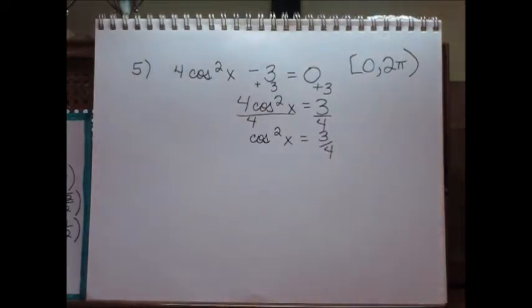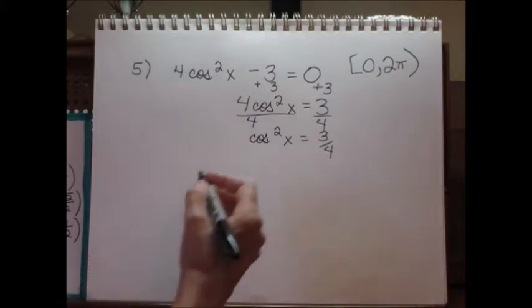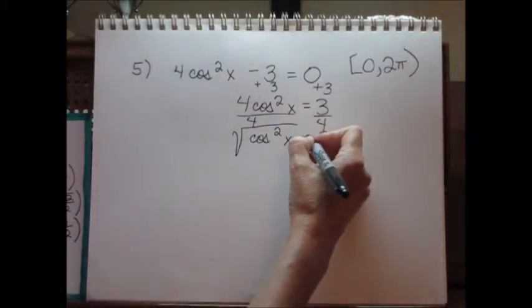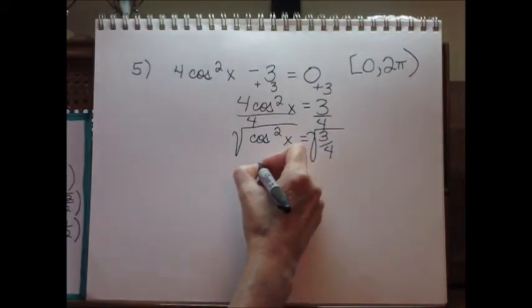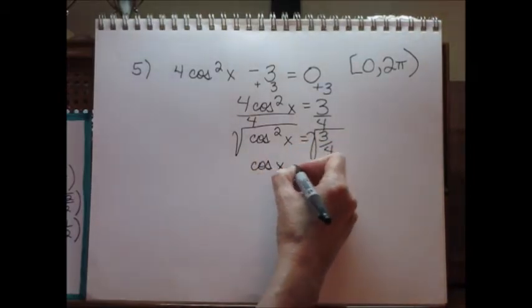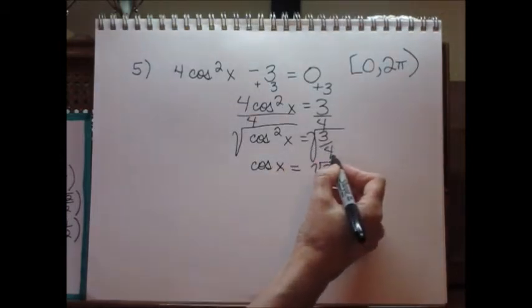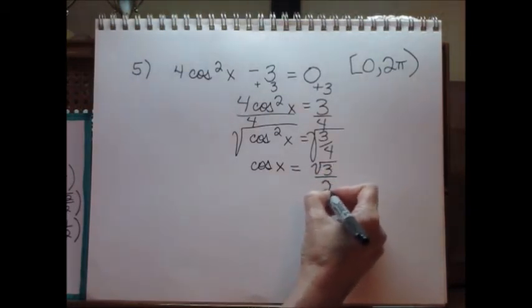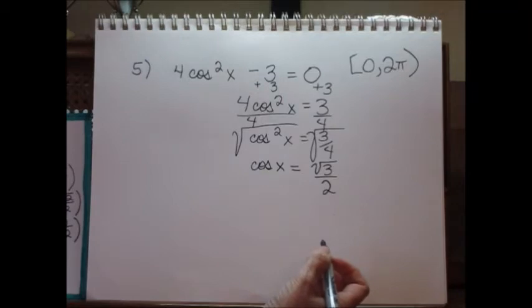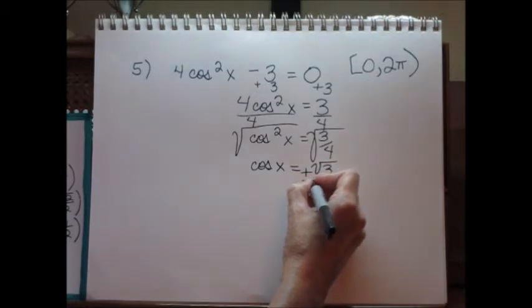I want to get this down to just cosine of x, so I'm going to take the square root of both sides. Remember, when you take the square root of both sides of an equation, your answer is going to be positive and negative. That leaves me cosine of x equals the square root of 3 over the square root of 4. The square root of 4 is 2, so I have the square root of 3 over 2, and since we just took a square root, it should be positive and negative.